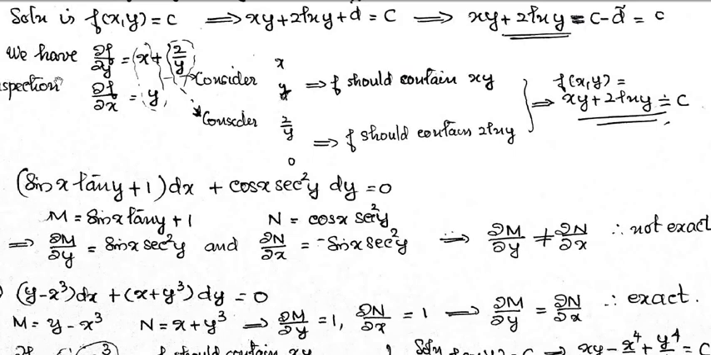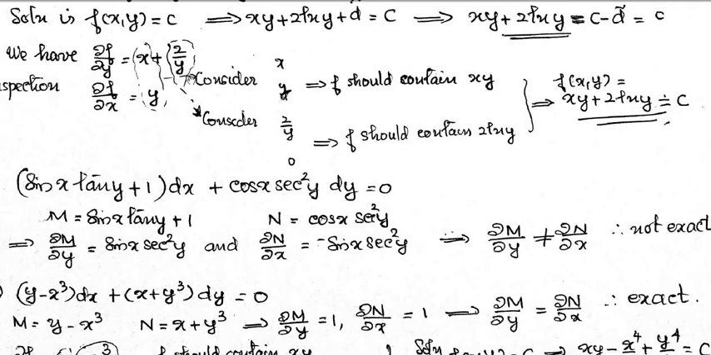Third method. We have ∂f/∂x equal to y and ∂f/∂y equal to x plus 2/y. Now you consider these two terms. When there is a function, if you differentiate it with respect to y, you will get x. And here, when you differentiate it partially with respect to x, you have to get y. That means f should contain a term x into y.